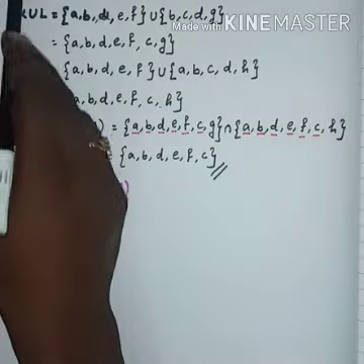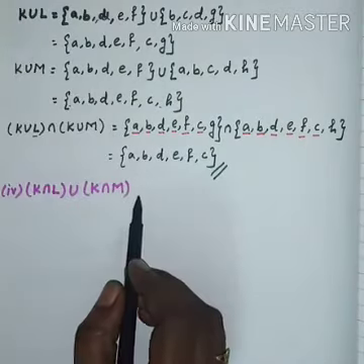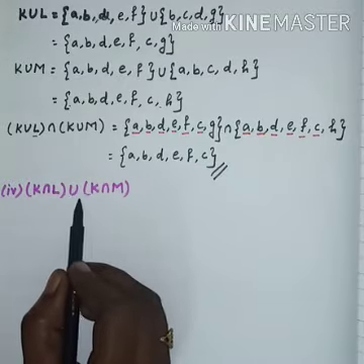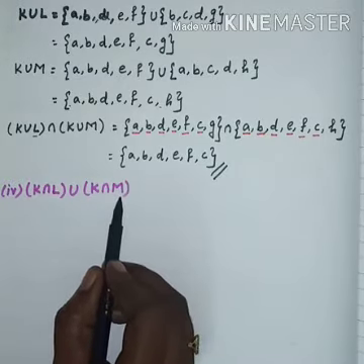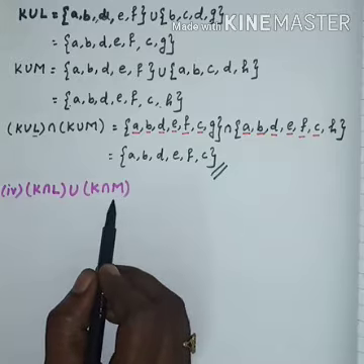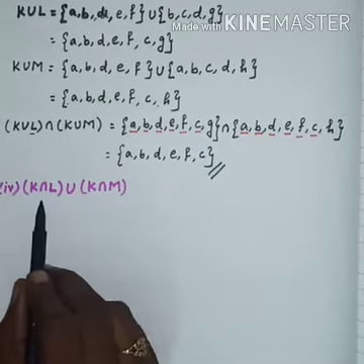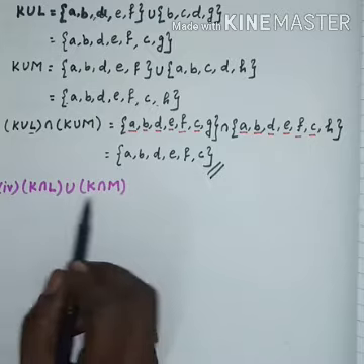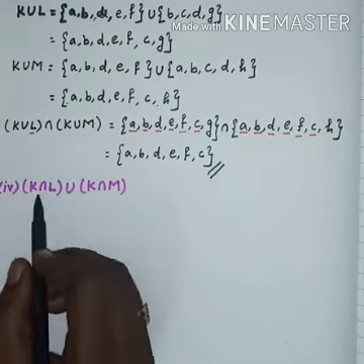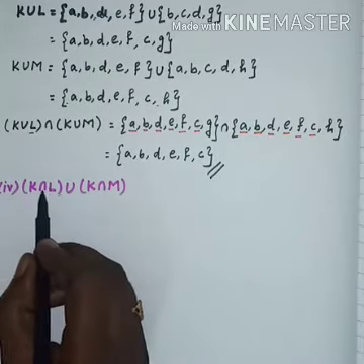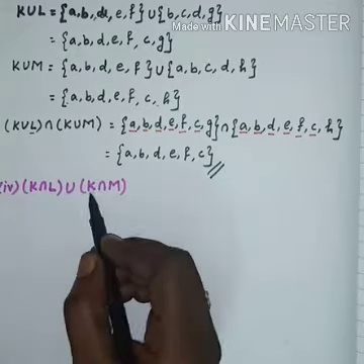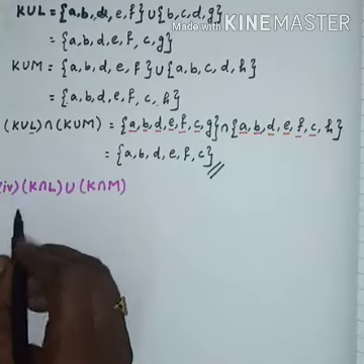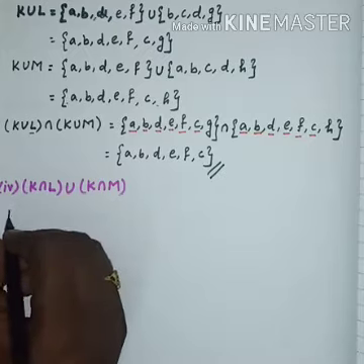So second sum, fourth subdivision. The fourth subdivision is K intersection L union K intersection M. We have to find the value of the elements. We have to find the elements of the sets inside the bracket first, isn't it? So we have K intersection L inside the bracket, and then K intersection M inside the bracket. First we have to find K intersection L.